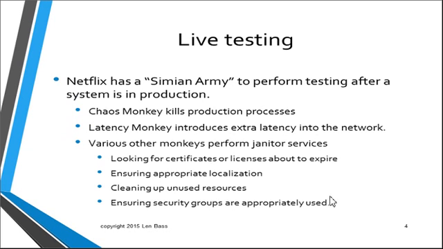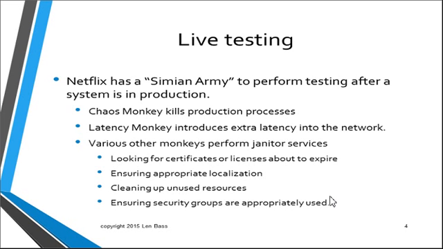So Netflix, for example, has what they call a simian army that performs testing after a system is in production. There's something called the chaos monkey, which kills production processes to make sure that the system is reliable. So you're watching a video, and some bot will kill the process presenting your video, and you should not notice the difference. And so that's what the chaos monkey does. There's a latency monkey, which does the same thing, except instead of killing production processes, it introduces extra latency. Again, you should not notice the difference as a user.